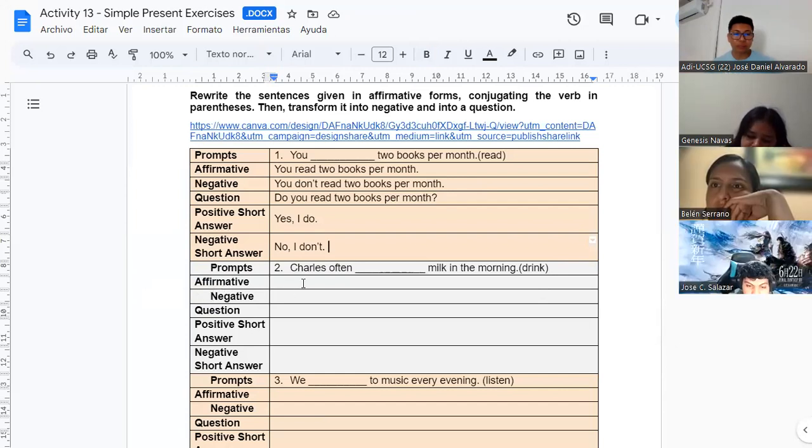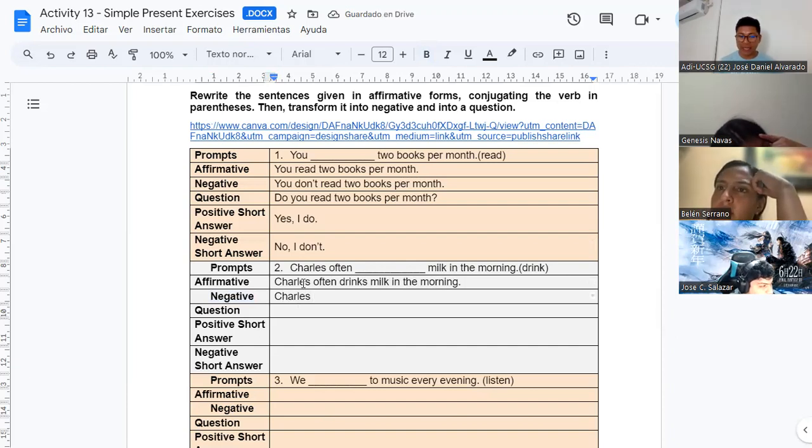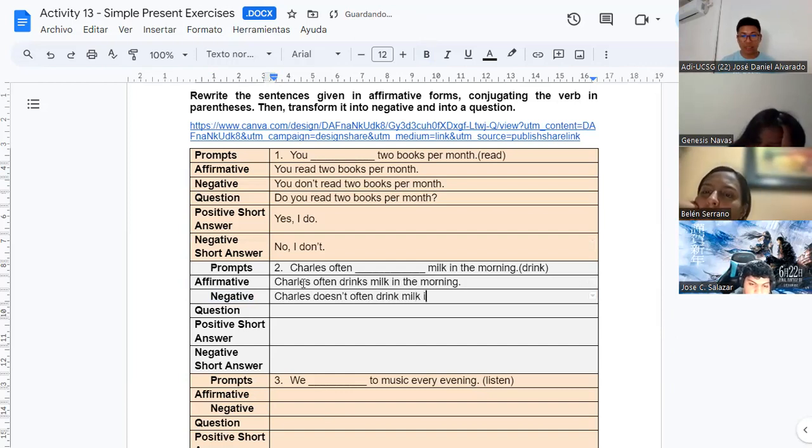Okay. Charles often drinks milk in the morning. Negative, Charles often doesn't drink milk in the morning. Yes, very good. Aquí hay un tema de placement o del lugar de estos adverbios que ya los vamos a ver más adelante. Charles doesn't often drink milk in the morning. Okay.